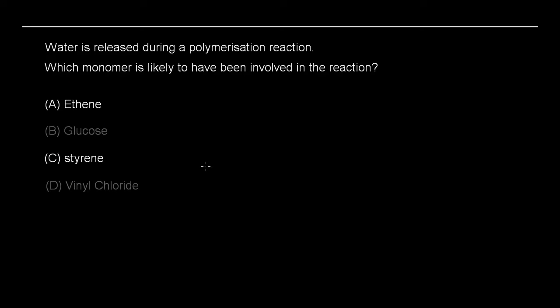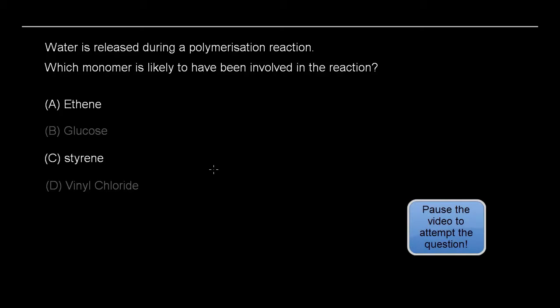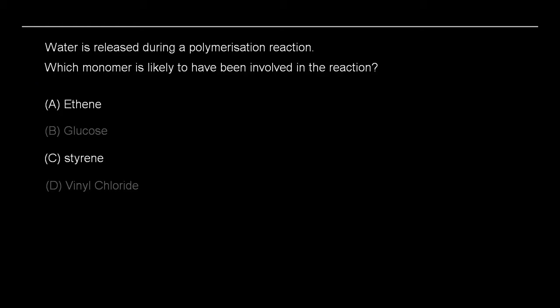Again, I'll read it and then you get 5 seconds to pause the video and try it yourself. Water is released during a polymerization reaction. Which monomer is likely to have been involved in the reaction? A. Ethene, B. Glucose, C. Styrene, D. Vinyl chloride.